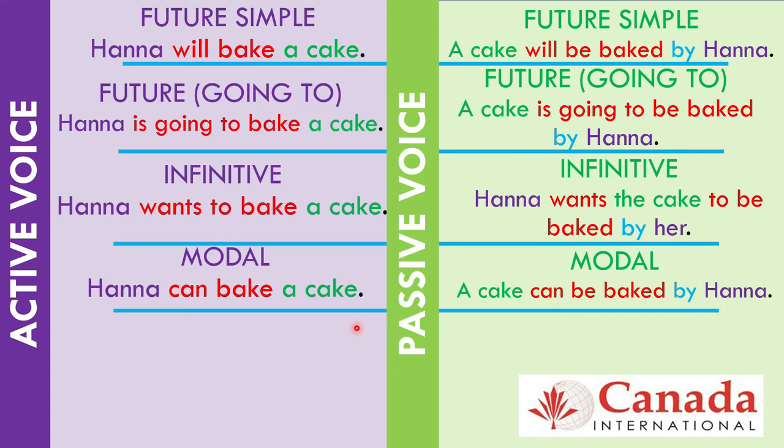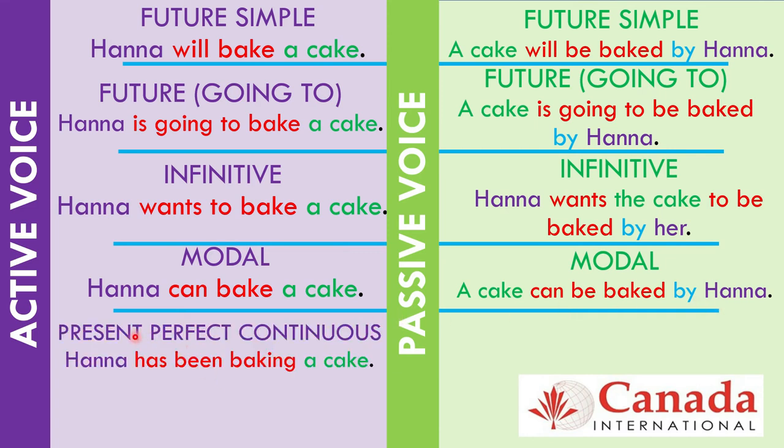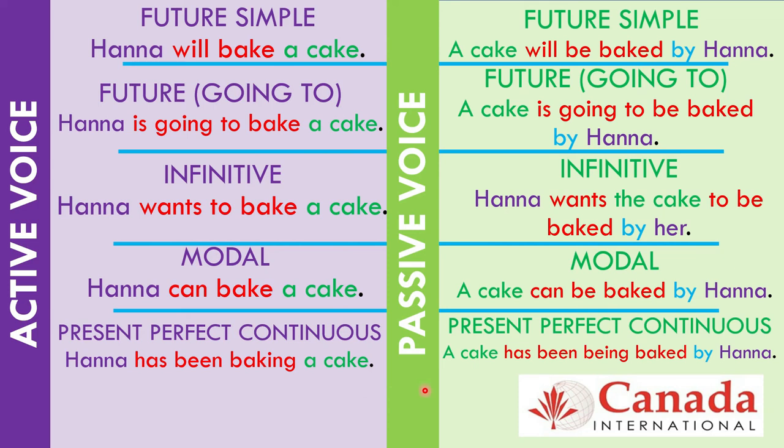And last but not least, next sentence, present perfect continuous. Hannah has been baking a cake. Okay, let's see that sentence in the passive voice. That sentence in the passive voice would be a cake has been being baked by Hannah.